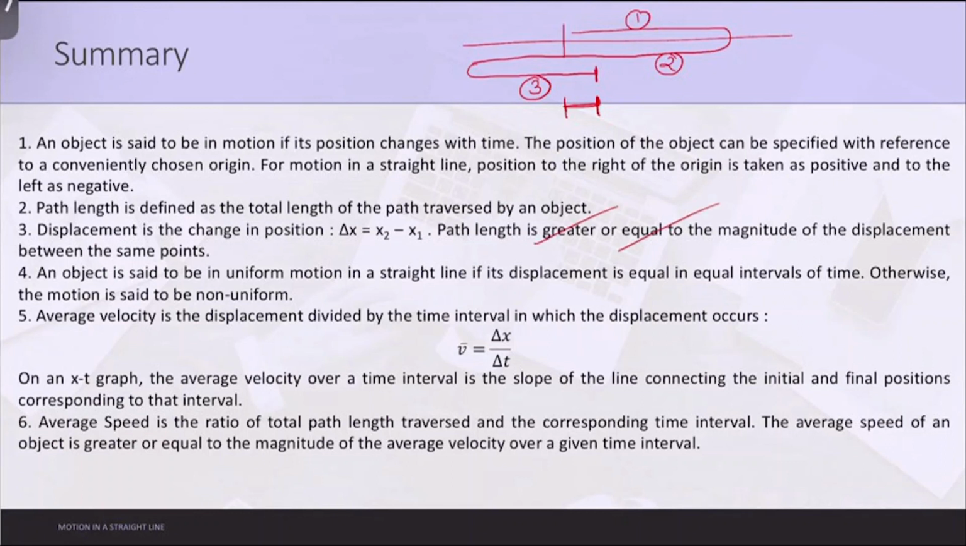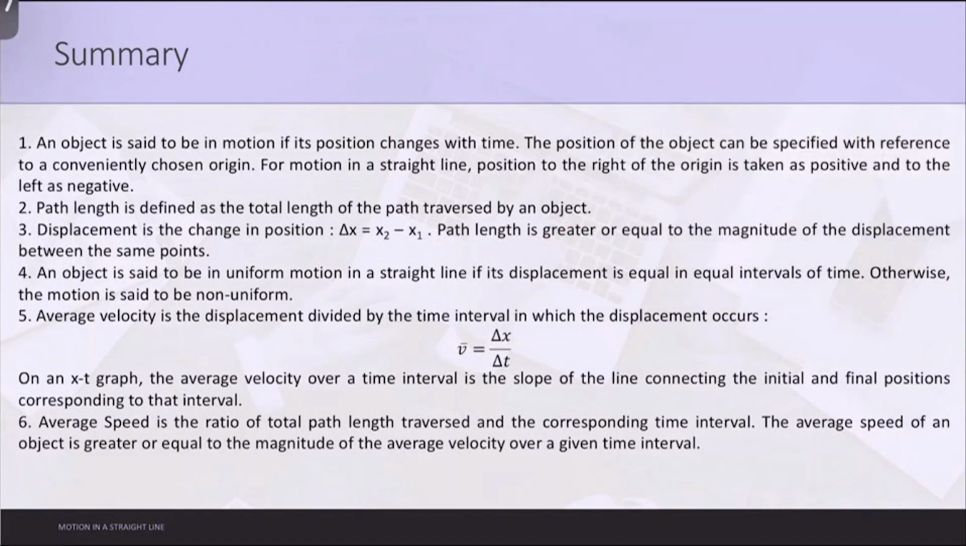How can it be equal? Let's say we have moved from this location to this location, and only stop. The path length is this only, and the displacement is also this length. Displacement can also be 0, but the path length, if it is moved from its original position, cannot be 0. Okay, fine. So that thing is also explained.